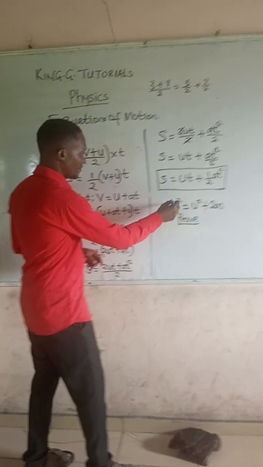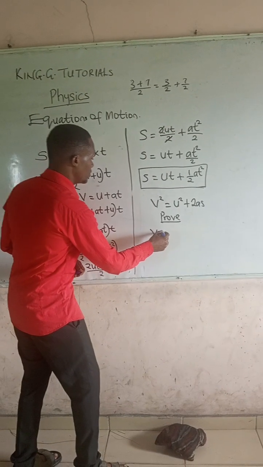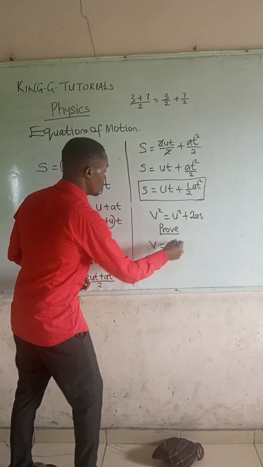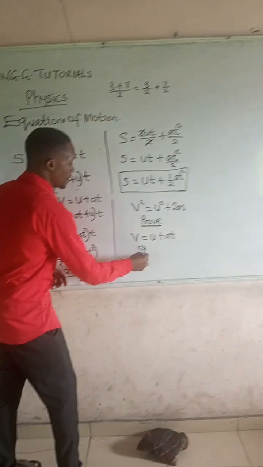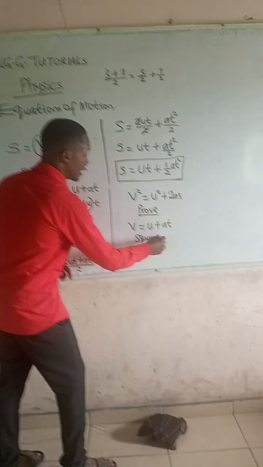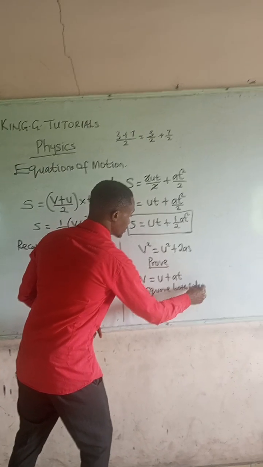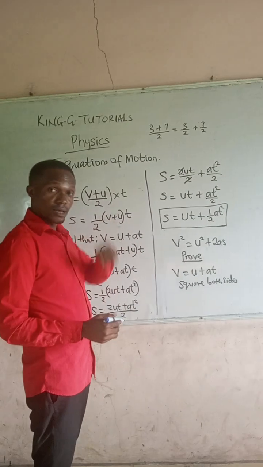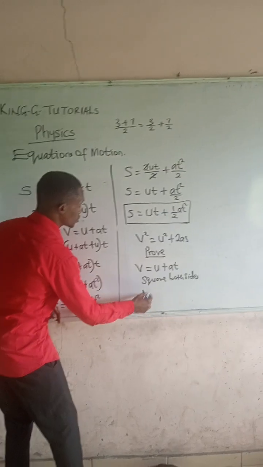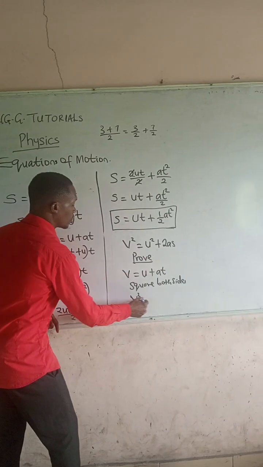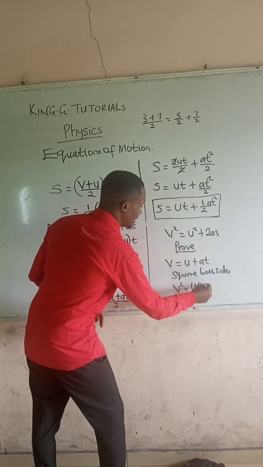Okay. Having this, I can start by saying that v is equal to what? u + at. And then say what? Square both sides. So if you square both sides, you have v squared equal to this other one, now u + at.